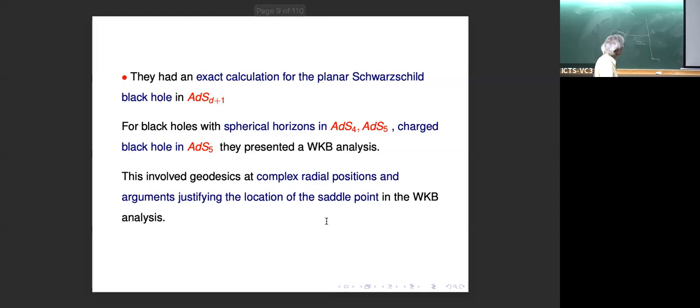Maldacena and Grinberg had an exact calculation for the planar Schwarzschild black hole. Then they had a specific kind of WKB analysis for black holes with spherical horizons, AdS4 and AdS5. In fact, they had charged black holes only in AdS5. But all this was a WKB analysis, which was, at least to me, a little obscure. It involved complex radial positions and justifying certain locations of the saddle in the WKB. So what we will do is revisit this exact calculation, and see how far we can do exact calculations in the other cases.